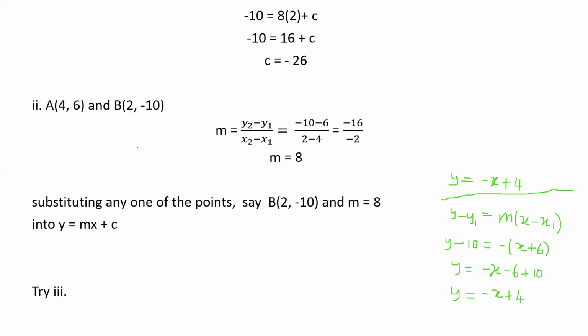So here, we have A, we have B. So let's find the gradient first. Either you are going by y1 or y2. Now I use y2 minus y1. So to me, I'm taking B first. So you have -10 minus 6 all over 2 minus 4. And my gradient m is 8.